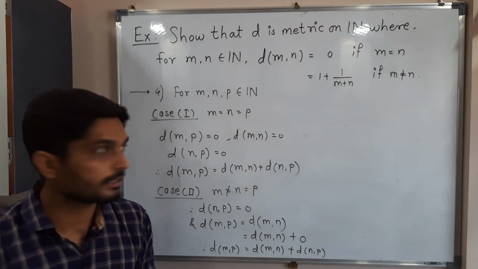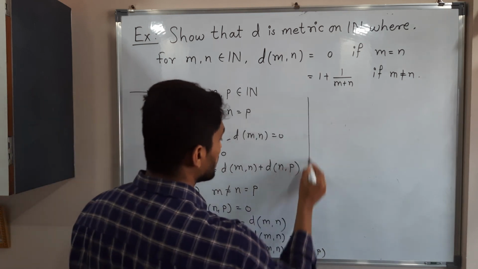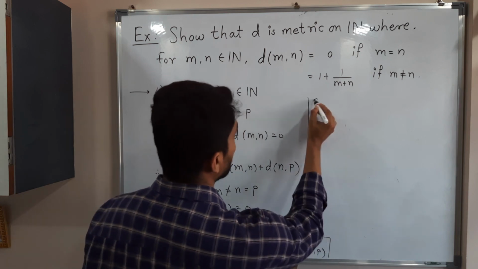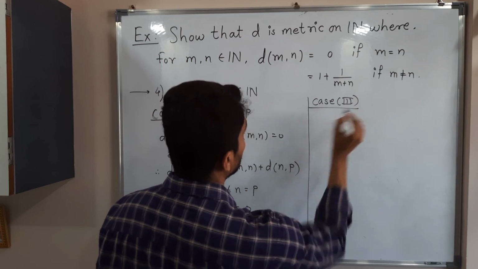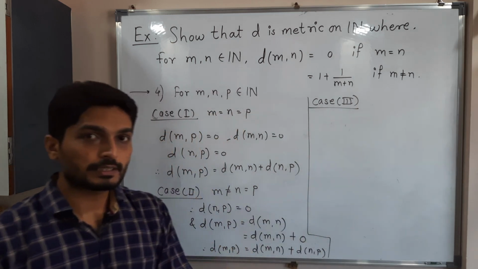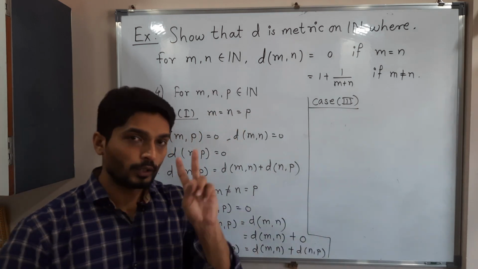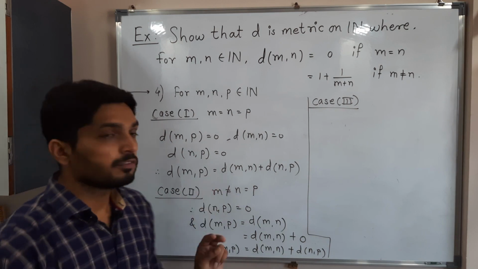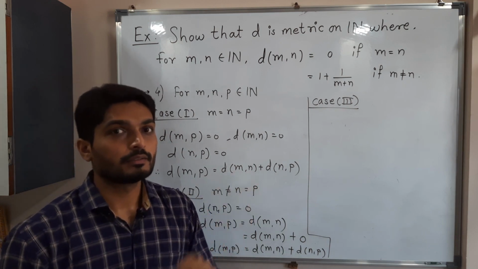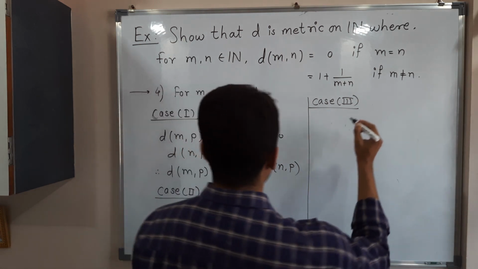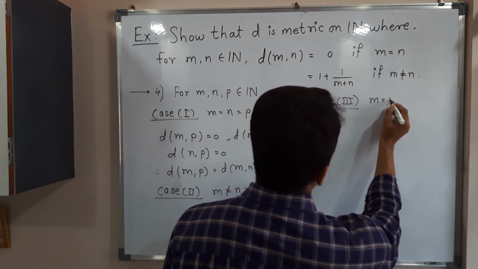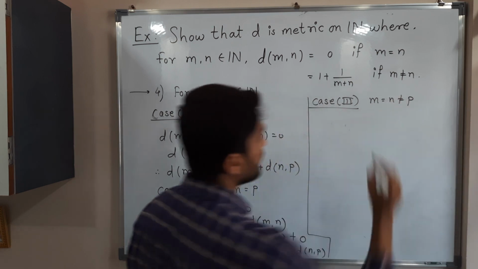Can you tell me the third case? What will be the third case? Okay, we have a space here. I'm writing here case number 3. So what was our first case? All of them are equal. What is our second case? Last two are equal. The next case will be first two are equal and the last one will be different. That means m = n, but n is not equal to p.